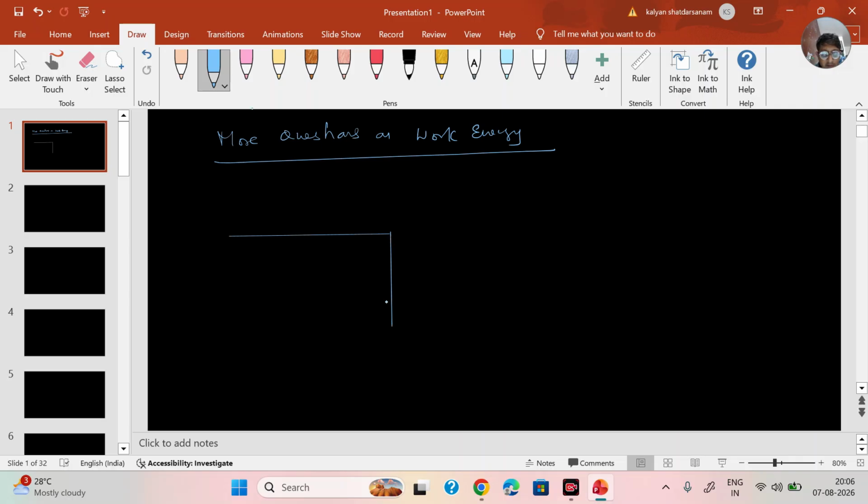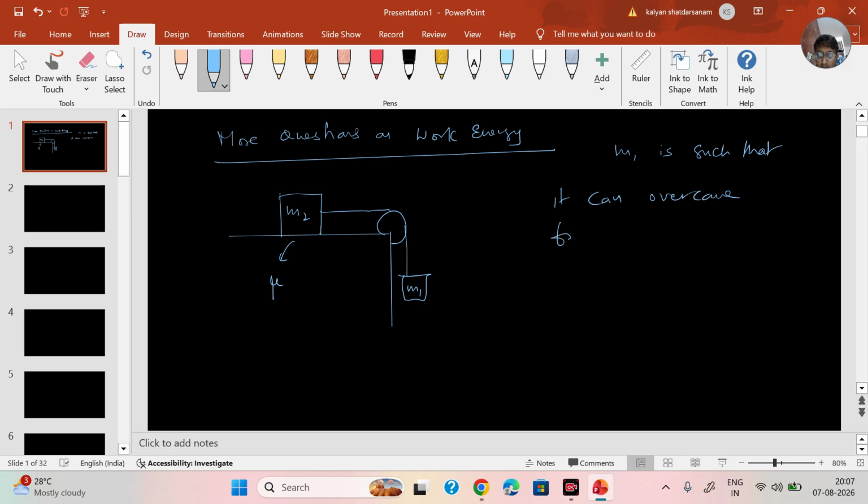There is a table, there is a pulley, and there is a block here. Its mass is m2 and this is a hanging block of mass m1, and the coefficient of friction is mu. Let us say m1 is going down, or you can say m1 is such that it can overcome friction on m2 and pull it. System is released.